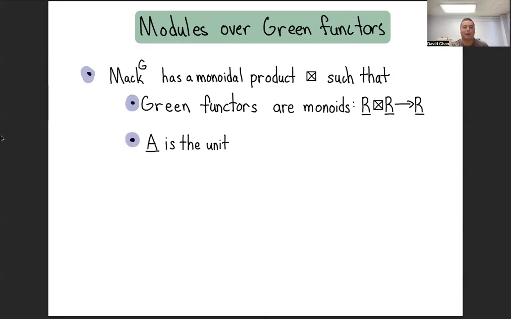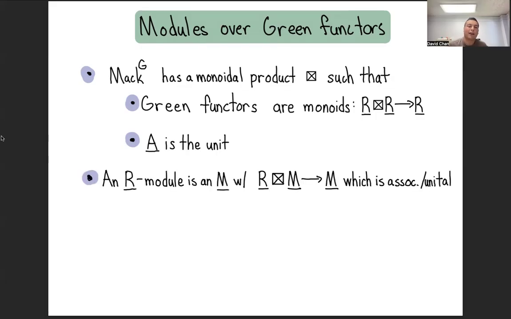The category of G-Mackey functors has a monoidal product called the box product. The green functors are exactly the monoids. The unit is the Burnside A. And an R module is just some Mackey functor M that has some sort of associative unital map from R box M to M, right? So just the definition of a module over a ring, except pulled back into Mackey functor land using the box product in place of the tensor product.